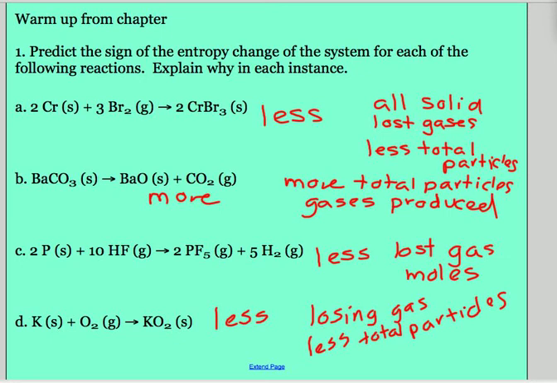So for letter A, you definitely have less because you lose a gas. Letter B, you have more because you have more gas produced, more chaos. Letter C, you're losing moles of total gas because you can see here on the left we have 10 gas moles, but on the right we only have 7. And on letter D, we also have less because we lost some freedom here.